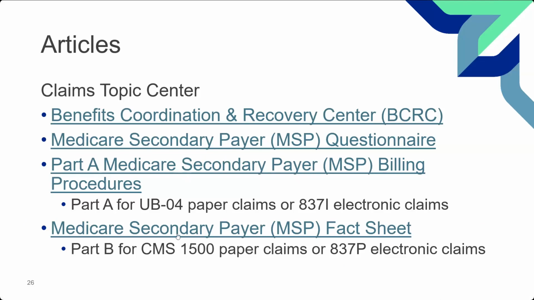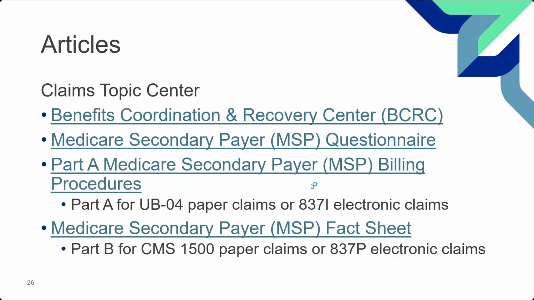Billing procedures and the fact sheet, again, it just depends on how you bill, which one is applicable to you, but they both do contain billing procedures. This is for UB04 and 837I. This is for 1500 and 837P, so make sure you're selecting the right one.